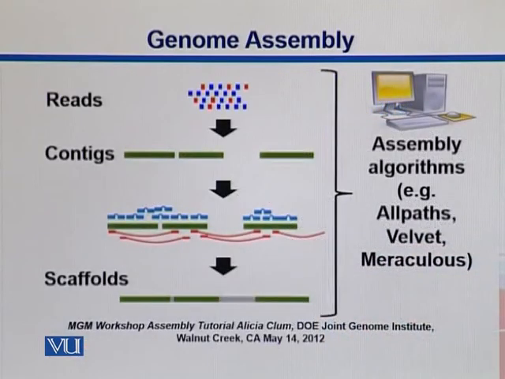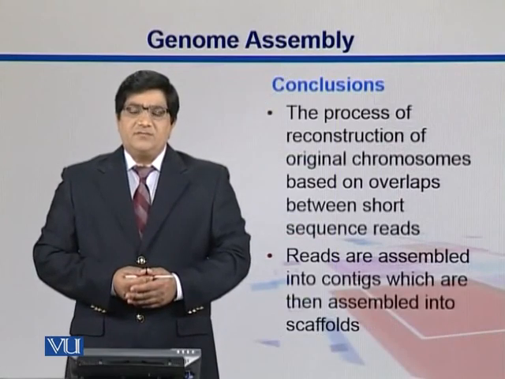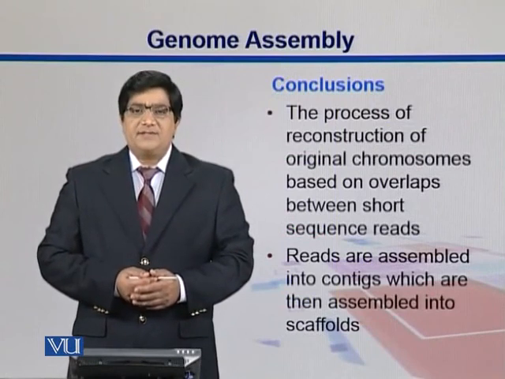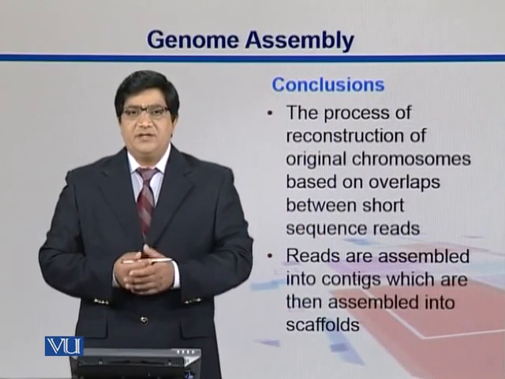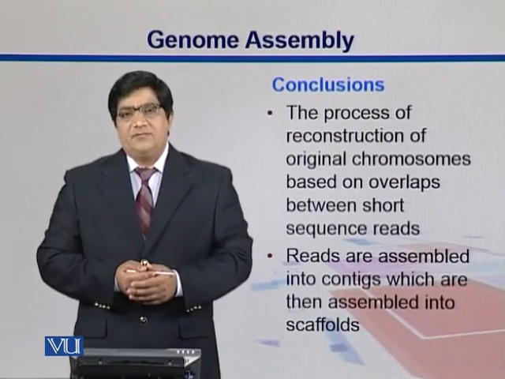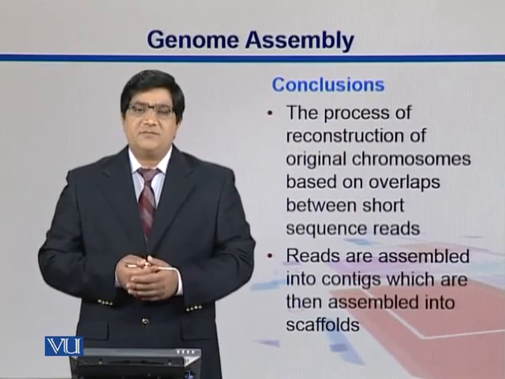Here is the genome assembly as a whole, put together. We start with those short reads, and then the reads are put into contigs, and then contigs are arranged into scaffolds. There are different assembly algorithms which we actually use. Common examples are ALLPATHS, Velvet, and Meraculous. We'll talk about them later. So in the end, what we have seen so far is that assembly is the process where we put these reads together, and we might see some misassemblies also.